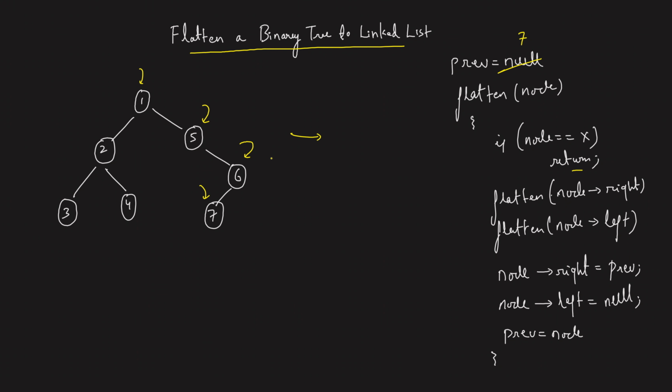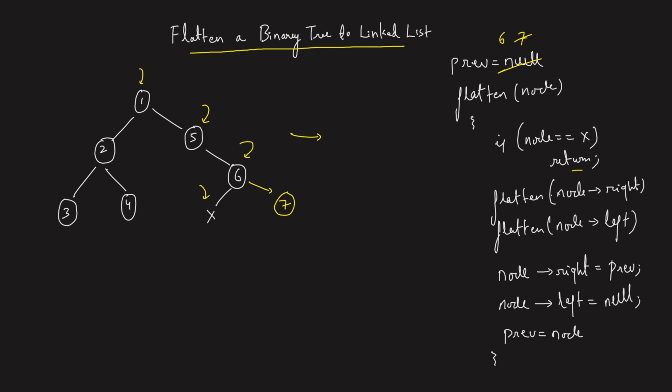Now, what's the next step? 6 did its right, 6 did its left. Now 6 will perform these. 6 says, my right will be connected to previous, that is 7. So 6's right is connected to this node itself, and node's left is now null. If I just erase it, this is nothing but null. Perfect. After that, I'm saying previous is 6. So I updated previous to 6.